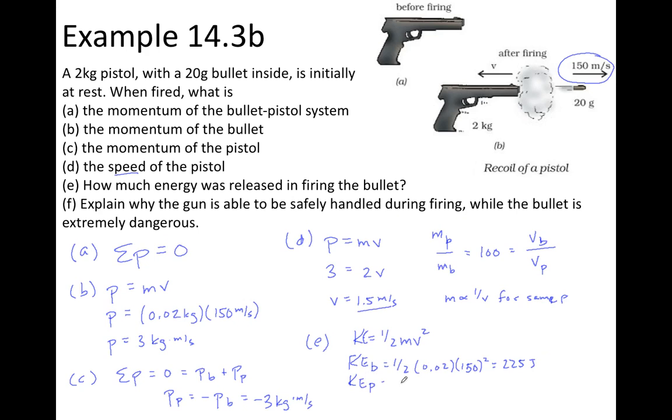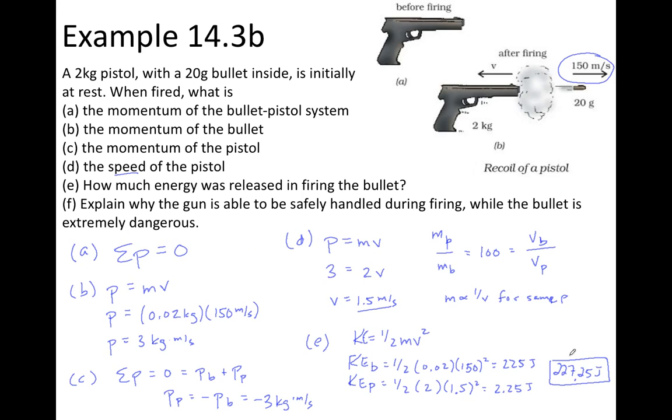So what about the pistol? Well, the pistol has a mass of 2 kilograms and a speed of 1.5 meters per second, giving it a kinetic energy of 2.25 joules. And notice that these have a ratio of 1 to 100. So when we total these up, the total is 227 and a quarter joules. Where did this energy come from? Well, in firing the bullet, there is a combustion reaction with the gunpowder that releases energy. It had stored up energy.